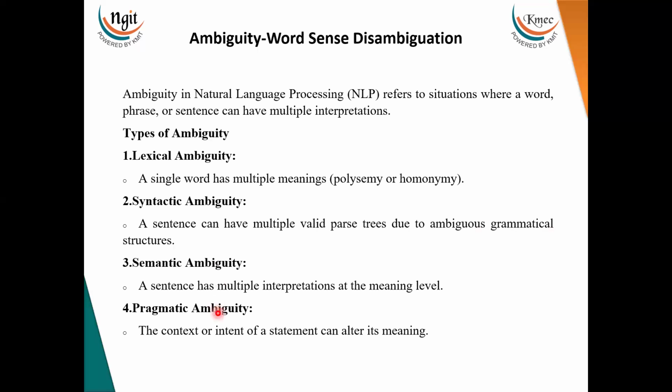Then we talk about pragmatic ambiguity. The context or intent of a statement can alter its meaning. For example, can you pass the salt? The first interpretation for this sentence would be a literal question about the ability. The second interpretation would be a polite request. Got it? So he's just asking for the salt.